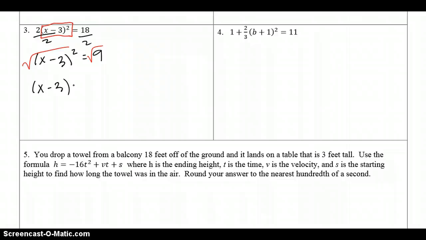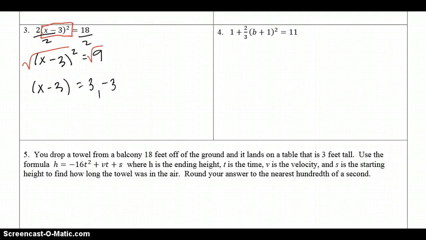On the right, I have the square root of 9. What's the square root of 9? 3. However, what do we know about taking the square root of 9? What do you guys know? 3 is not the only thing that when you square it, you get 9. You also get negative 3. So now we have an equation that has 2 answers. It could be equal to 3 or negative 3.